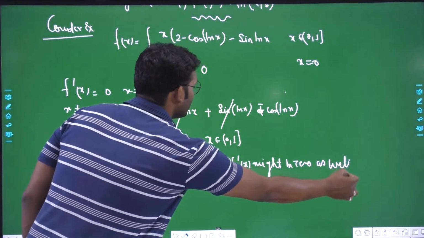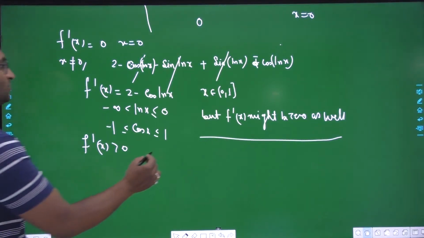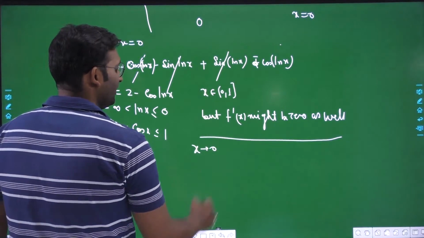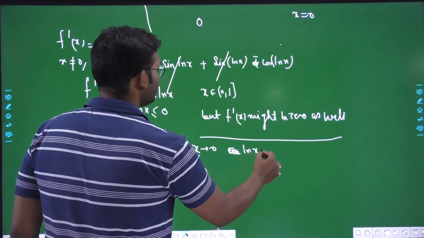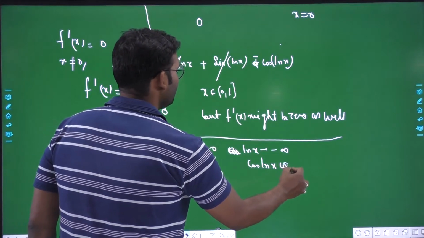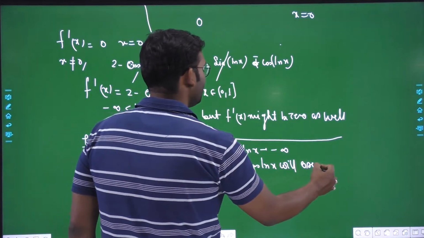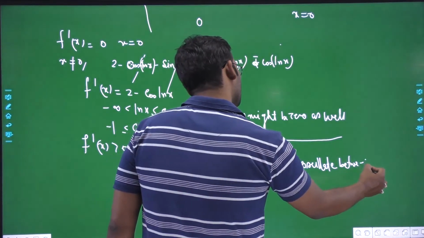So clearly, as x tends to 0, cos of ln x will tend towards minus infinity. So cos of ln x will oscillate between minus 1 and 1.